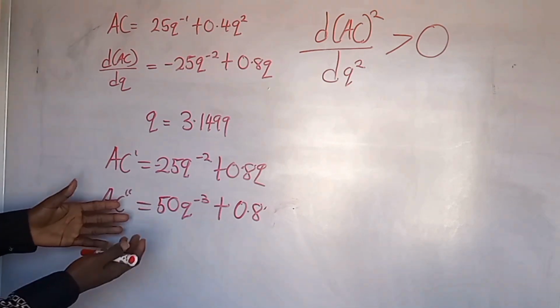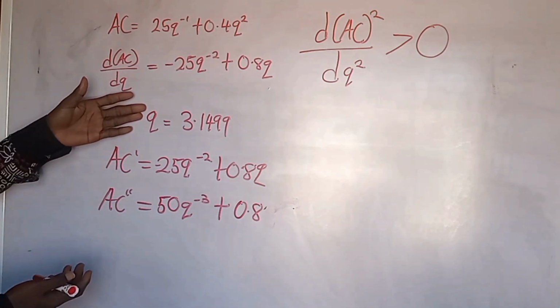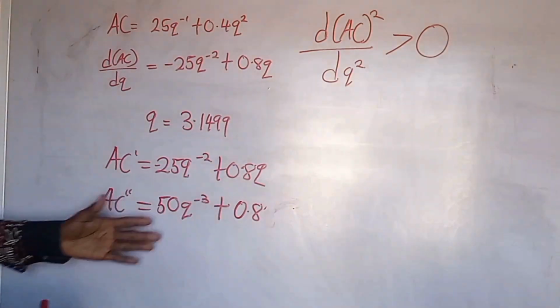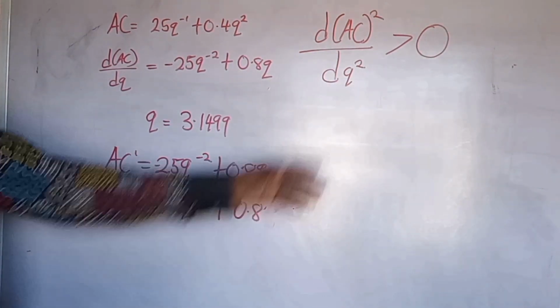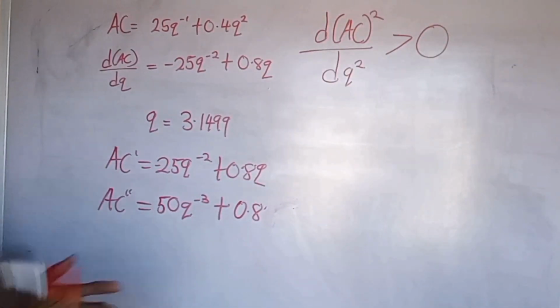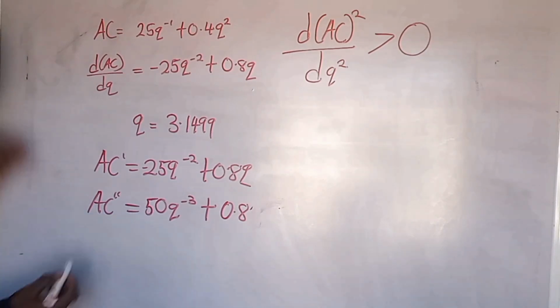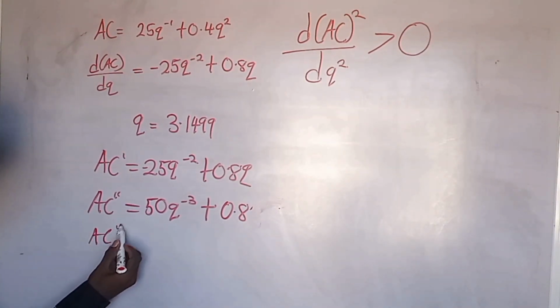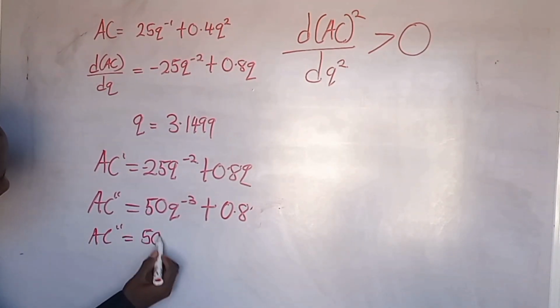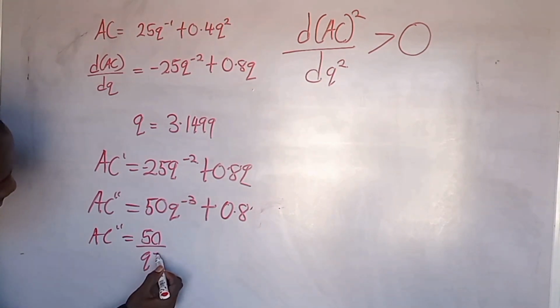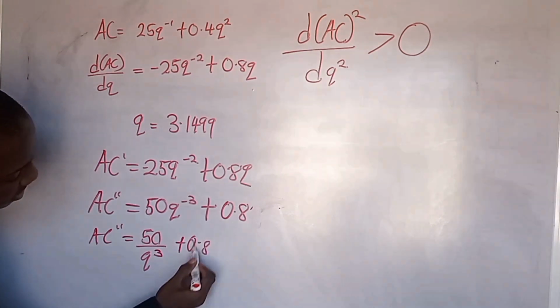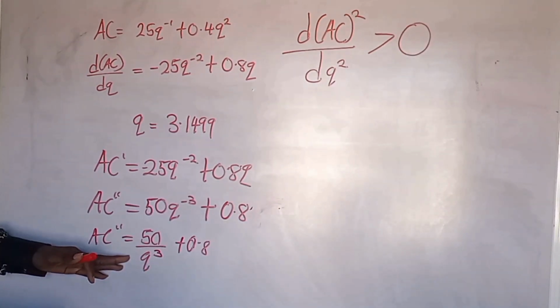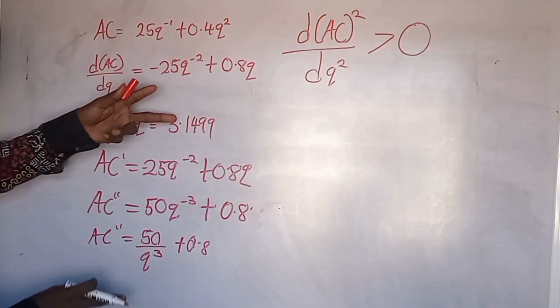Now, after taking the second derivative, we substitute this value of q into this second derivative and find the value of the second derivative of AC. If this value is greater than 0, then we can say that this function AC is at its minimum point. So don't forget that this can also be written as 50 all over q raised to the power of 3 plus 0.8. So now, the value of q is 3.1499.